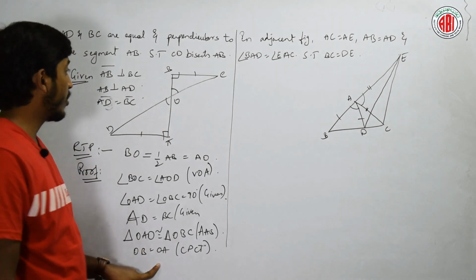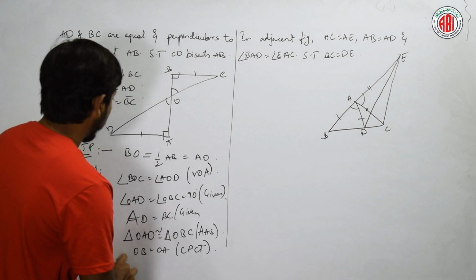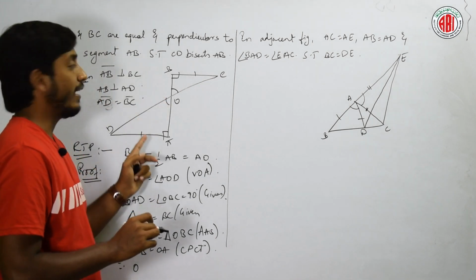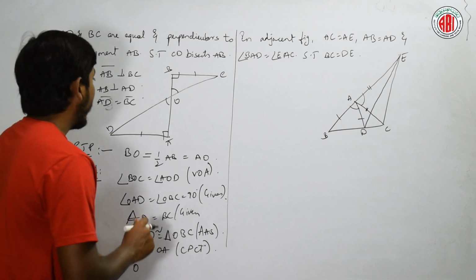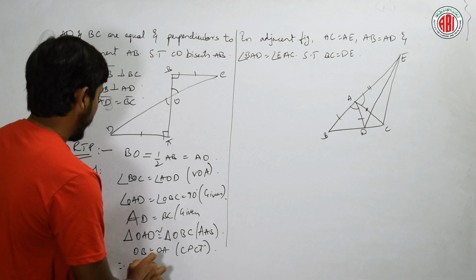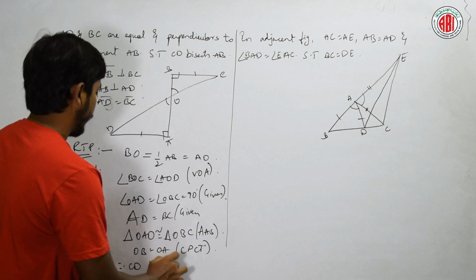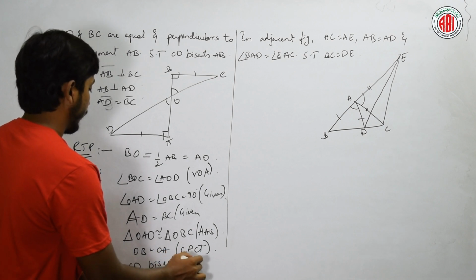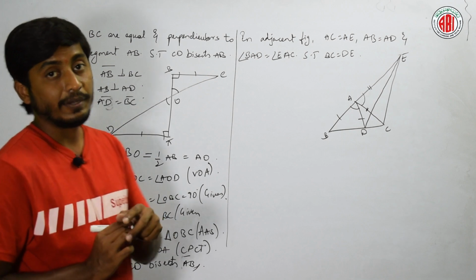Therefore, if OB is equal to OA, we can write that O is the midpoint of AB. Therefore CD bisects AB. Clear, did you understand?